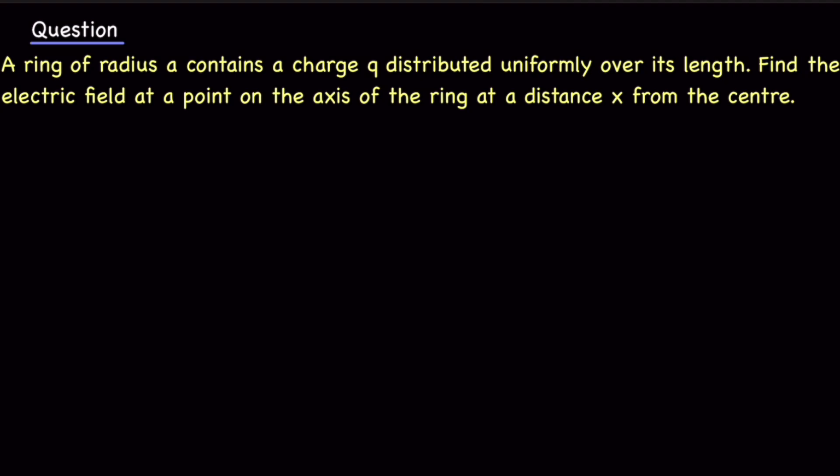In this question, a ring of radius a contains a charge q distributed uniformly over its length. Find the electric field at a point on the axis of the ring at a distance x from the center. Let's understand this question with a figure.